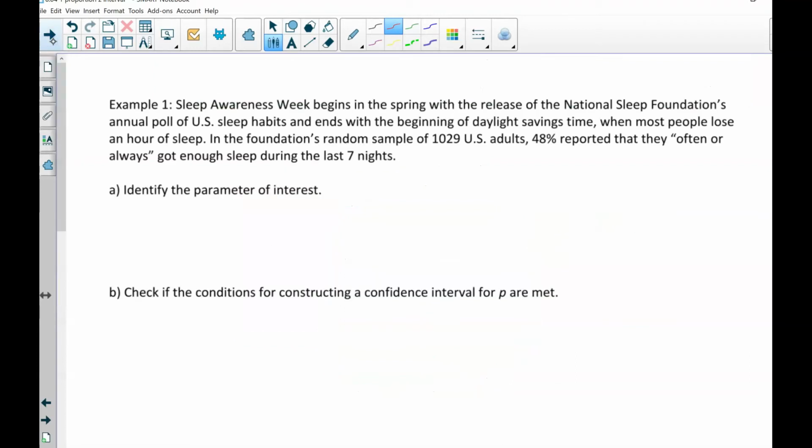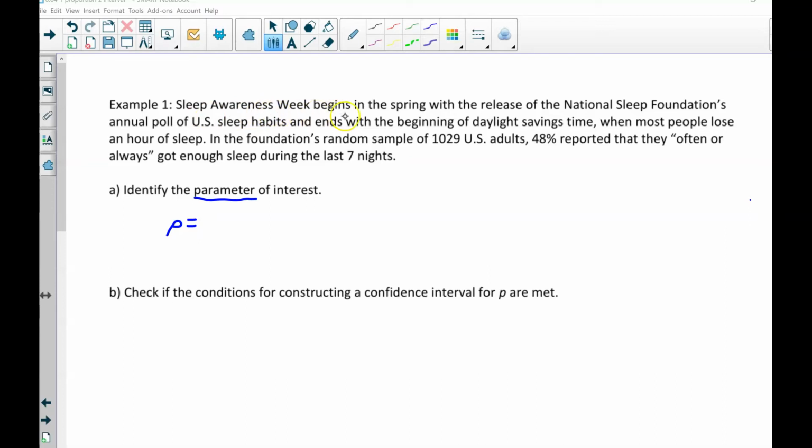So let's go through an example. And the first problem is set up to mimic this four-step process. So the first thing we need to do is to define the parameter. Remember, the parameter is not p hat, it is actually rho. And to define it, we actually have to read the scenario given.